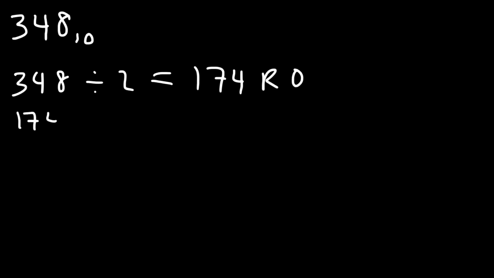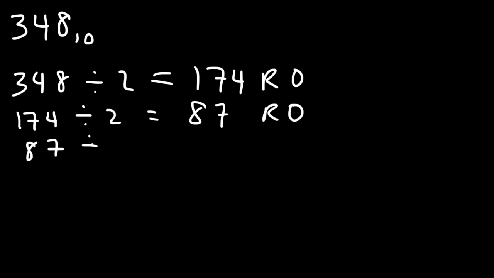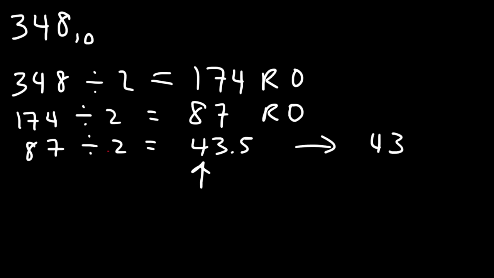Next, take 174 and then divide that by 2. So that's exactly 87. So it's 87, remainder 0. Next, if we take 87 and divide it by 2, we're going to get 43.5. So it's 43, remainder 1. But first, let's write it like this. So this 43 gets transferred here. And then to get the remainder 1, you multiply 2 by 0.5, and that will give you the remainder 1. I'm going to write my answer like this for now.